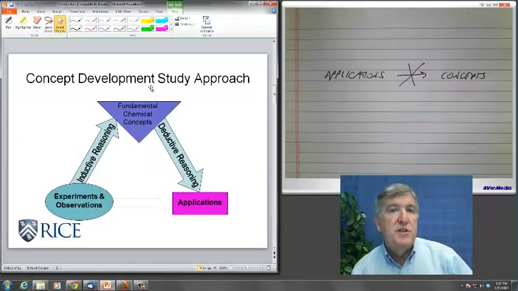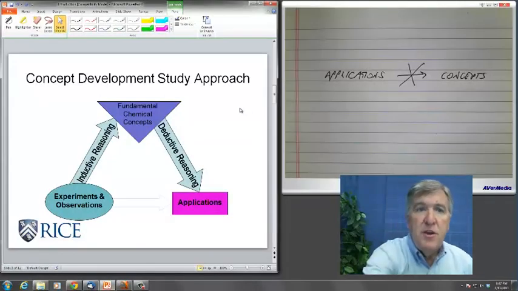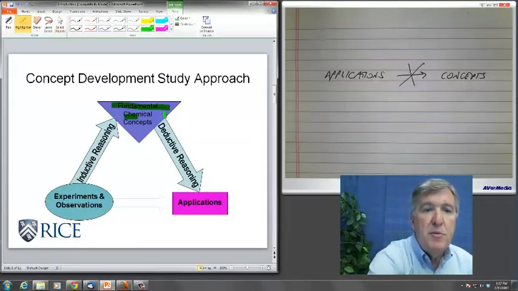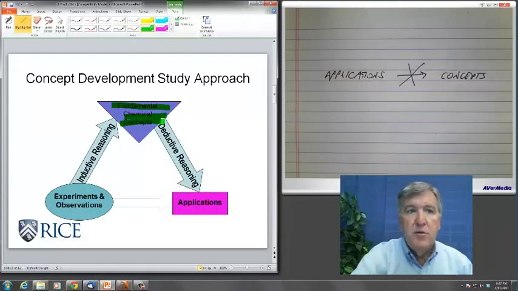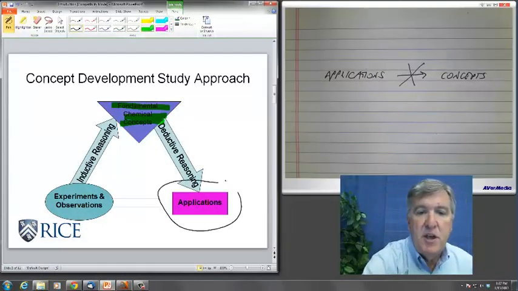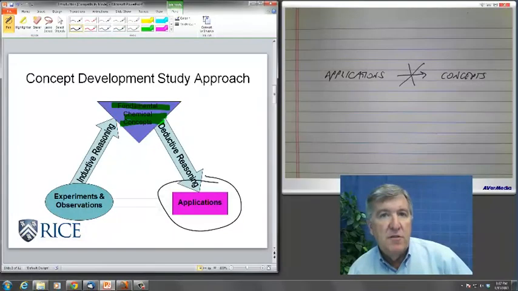A better approach is based upon this diagram here. This is the essence of the concept development approach. Notice here that we still have the fundamental chemical concepts as being our highest goal. That's what we're really trying to get students to get to. And notice on the right side of the diagram that in fact we still have these applications and we still have the deductive reasoning.